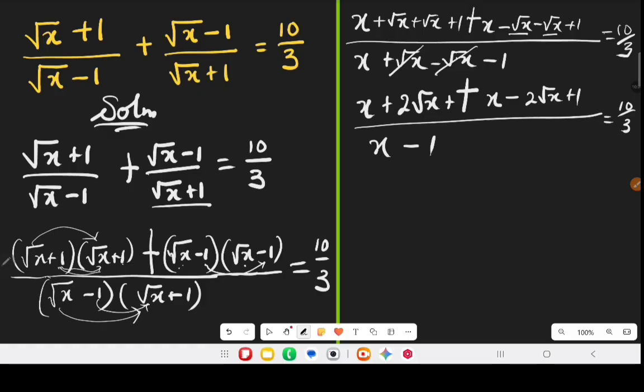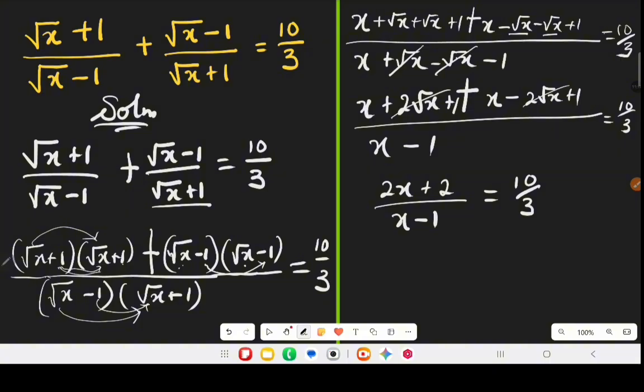At the numerator, we have x and x. When we add it up, we have 2x. This 2 root x plus 2 root x minus 2 root x, we cancel out. Then left with 1 plus 1, which will give us plus 2. 1 plus 1 gives us 2, all over x minus 1, equal to 10 all over 3.